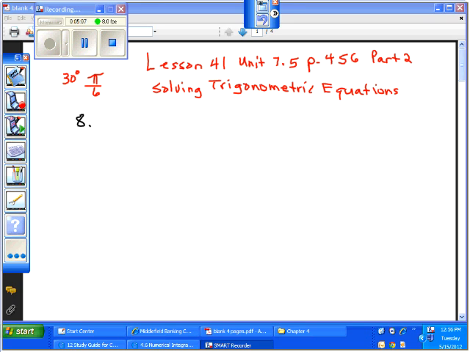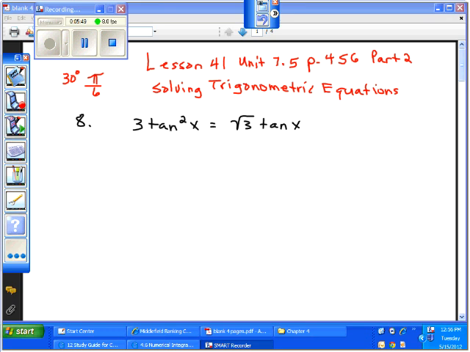Let's just look at number 8. We have 3 tangent squared x equals square root 3 tangent x. Now that obviously could be intimidating for some folks. Remember that we decided in an earlier video that we really don't want to divide by tangent x if we can help it, because that's going to factor an idea out. If we divide out something, we're not getting as good a picture of what's going on.